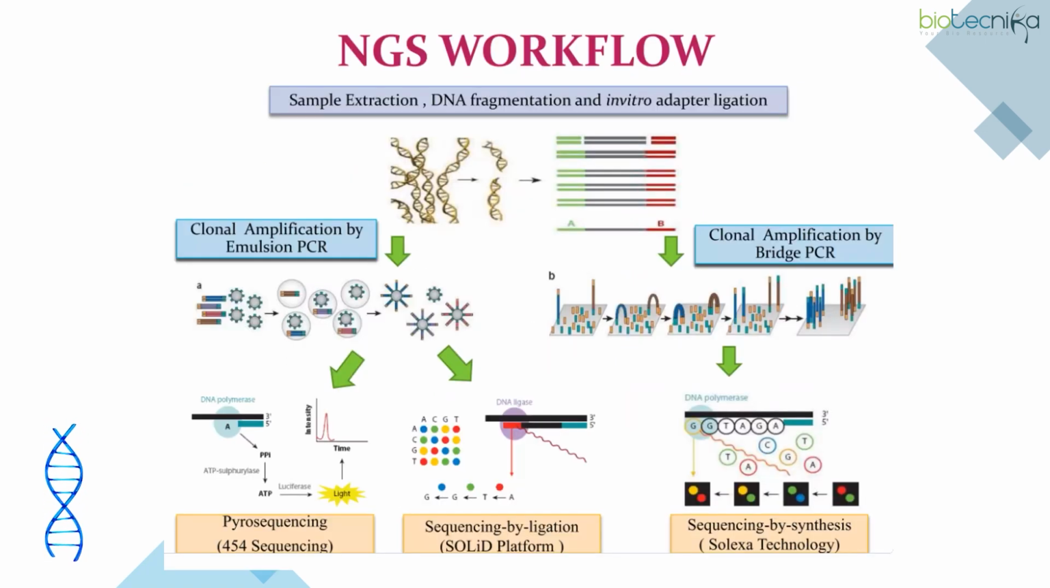Whereas if you go through the workflow, you can see that this is a really best example. Sample extraction, DNA fragment, and in vitro adapter ligation. So this is the DNA, right? It will just fragment accordingly, and then it will look for the particular DNA fragmentations, right? And then you can look for the cloning or the particular PCR technique, or else you can look for the clone amplification by bridge PCR.